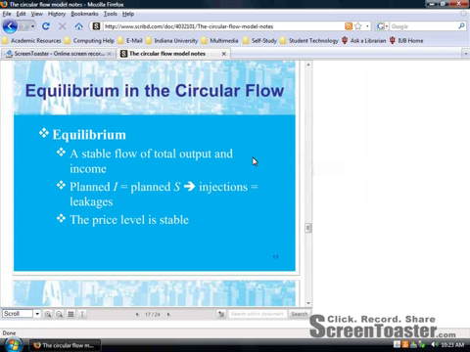Equilibrium in the circular flow. Equilibrium, a stable flow of total output and income. Planned I is equal to planned S, which is also injections equal to leakages. And the price level is stable.